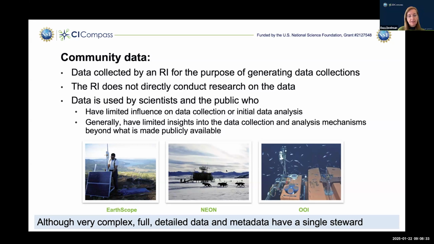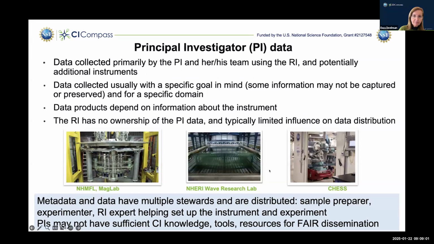So the burden is on the research infrastructure to provide not only the data, but also detailed metadata so that the data can be interpreted by the scientists and the public. And so of all this, community data is very complex. The research infrastructure has that information about the data and metadata and can provide this data to the users.